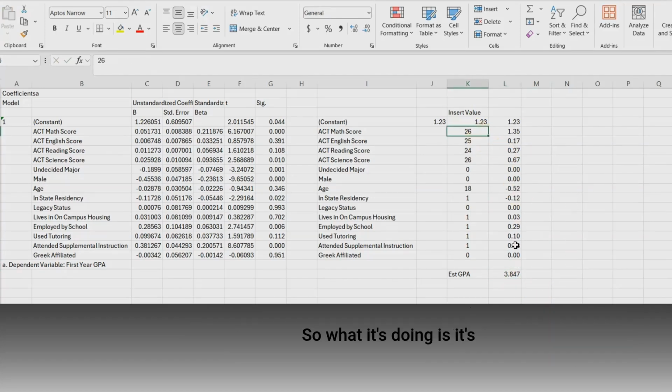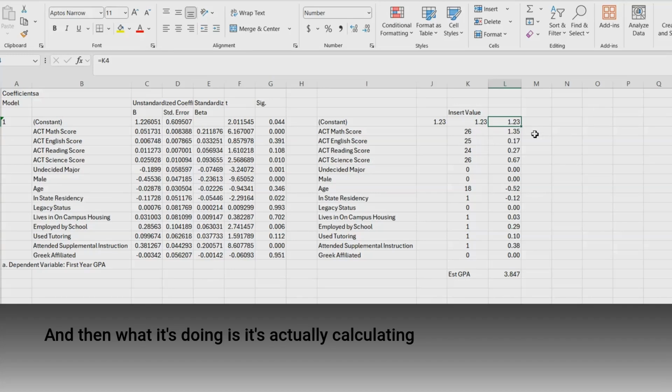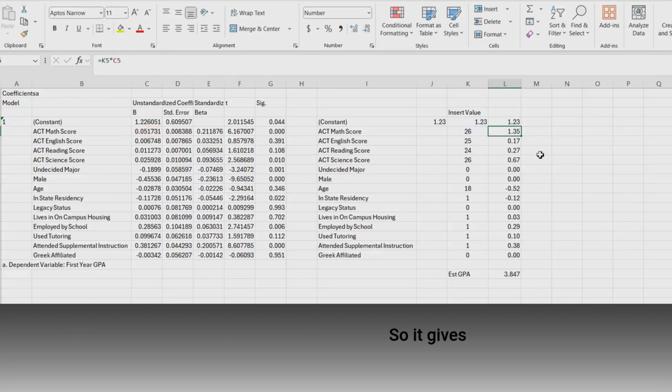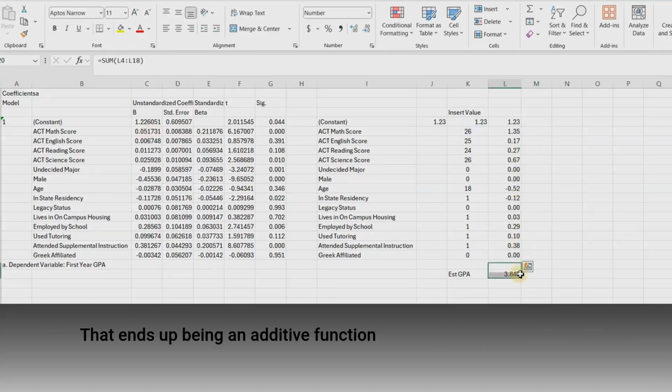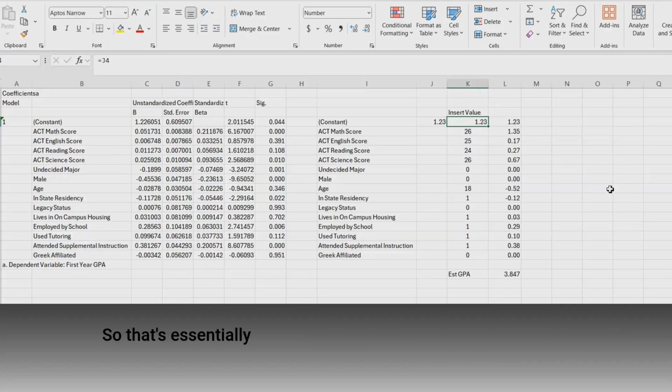So what it's doing is it's taking that variable, each of these, 26 for those continuous variables all the way down to 26 for science. And then it's actually calculating against the beta coefficient. So it gives you the value that ends up being an additive function that gets into the estimated GPA. So that's how the equation actually works. Note too that you have to use the constant. So that's essentially your base, your starting point, your beta not point.